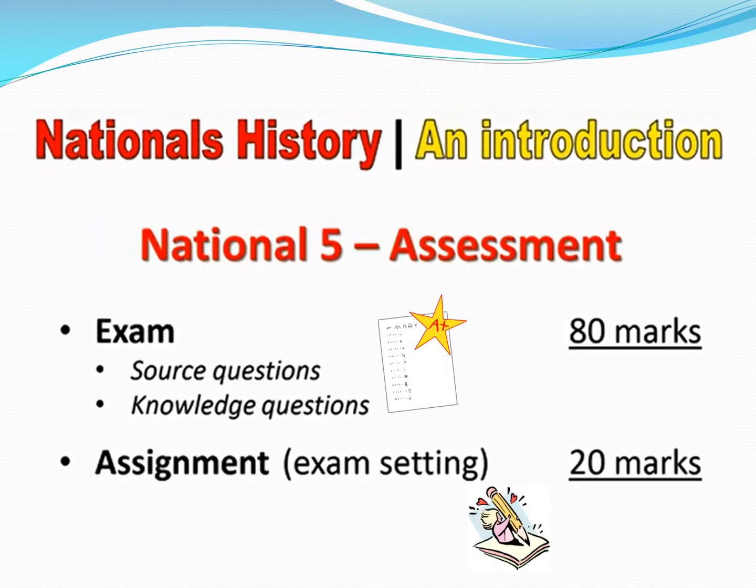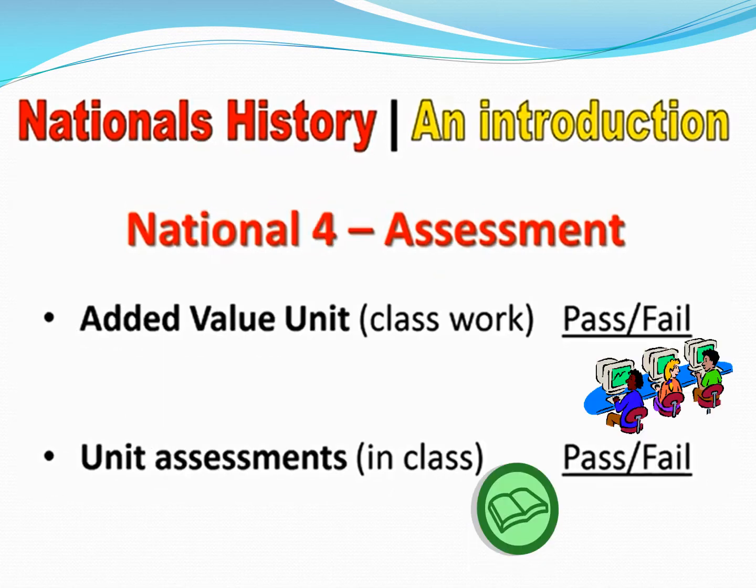So basically what you end up with is the exam, which is worth 80 marks, and the assignment, which is worth 20 marks to give you your total for history. If you are doing National 4 history this year, then you will stay in the same class, you do the same topics, and at the end of each topic, when there is a sort of unit assessment, you will do a National 4 one, and if you pass that, then that counts as 1 unit.